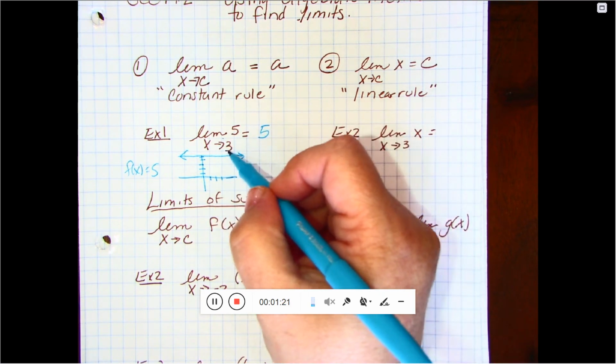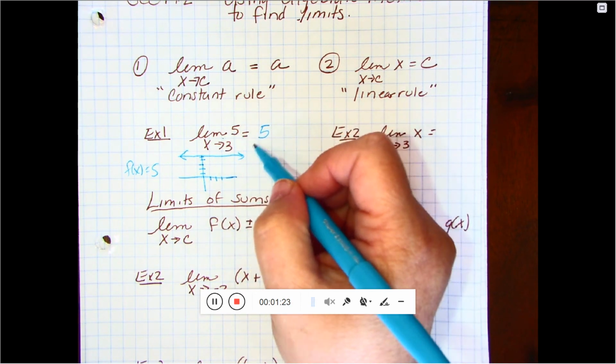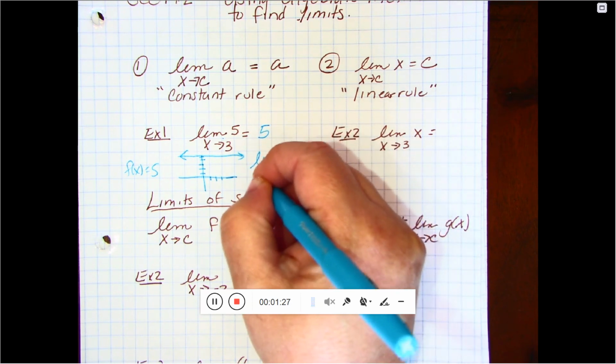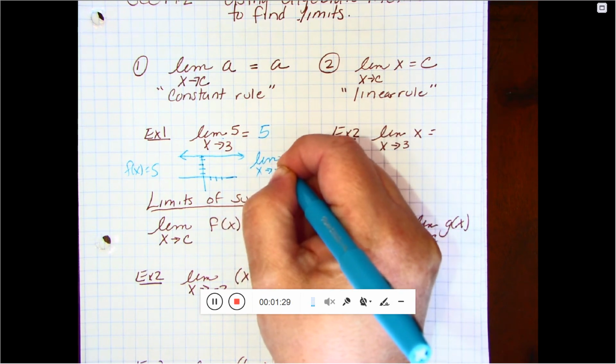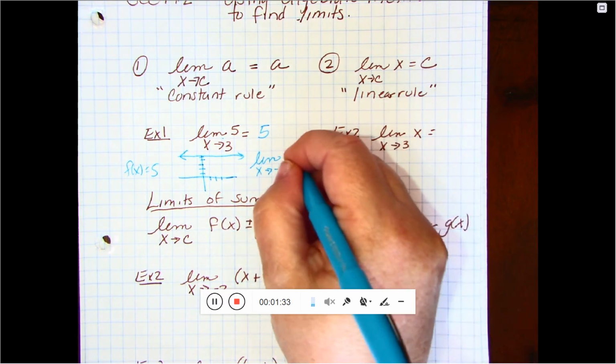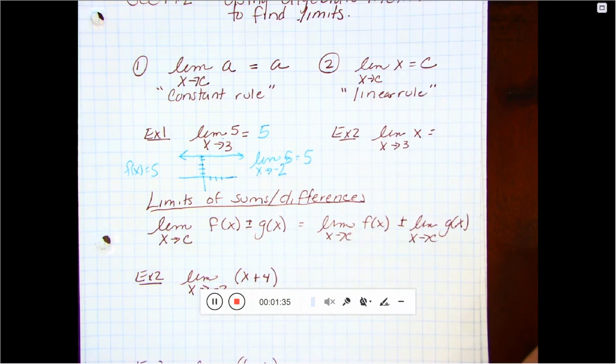So the limit as x approaches 3 of 5 is 5. And that holds true for any x value. The limit as x approaches, say, negative 2 of 5 is still 5.